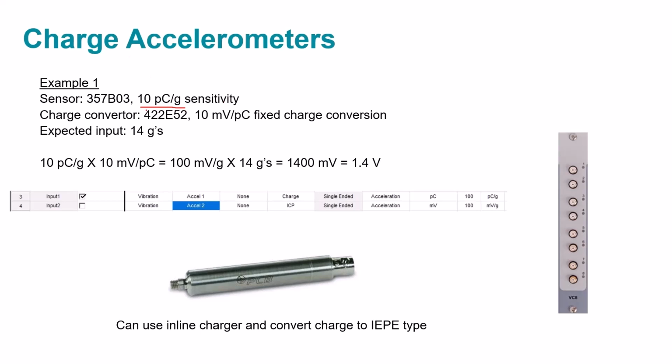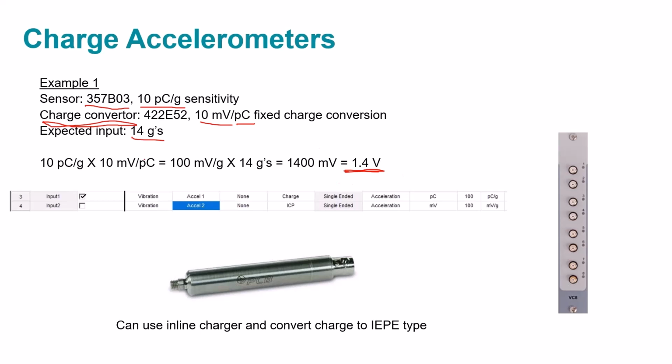So if you have a sensitivity of 10 picocoulombs per G for a specific sensor, and you have a charge converter, something that's going to convert that to a signal that you can read, and you know that the charge converter is 10 millivolts per picocoulomb, and you're expecting an output of 14 Gs, you can just quickly multiply across: 100 millivolts per G times 14 Gs, and see what the expected output in voltage on your measurement system will be. This is one way to double check that what you're expecting to get is what you're going to see.